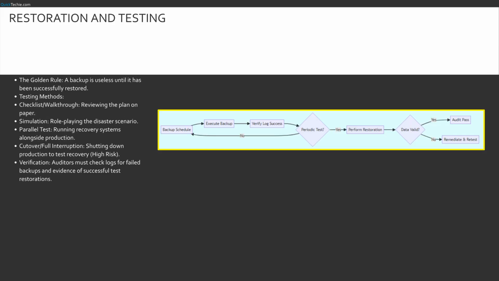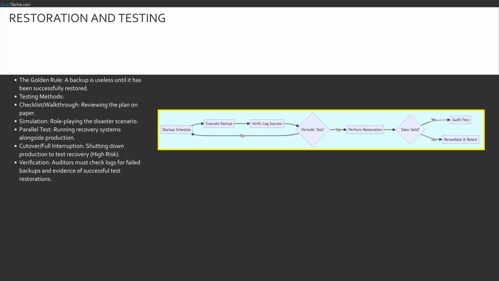Making backups is easy. Restoring them is hard. The golden rule is that a backup provides zero value until you prove you can restore it. Many organizations back up faithfully for years, only to find the tapes are blank when disaster strikes. We verify this through rigorous testing. This ranges from a simple checklist review, paper test, to a simulation, role play. The most effective, but expensive, is the parallel test, where you run the backup system alongside the live system. The riskiest is the cutover, where you actually shut off the main system.